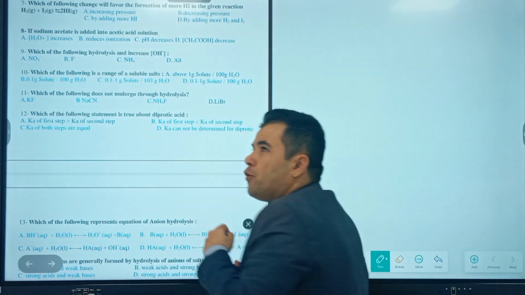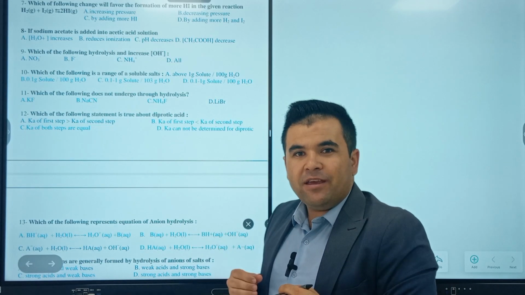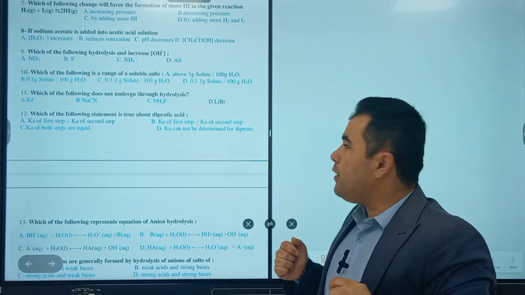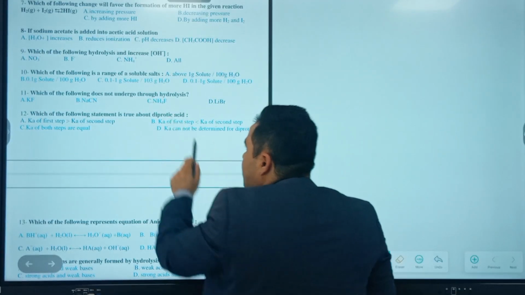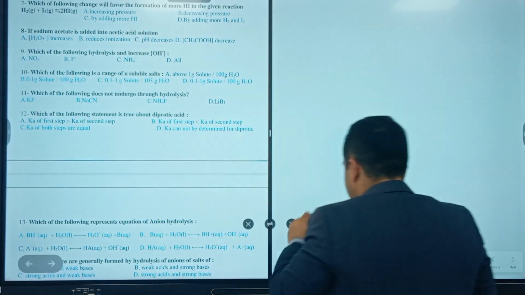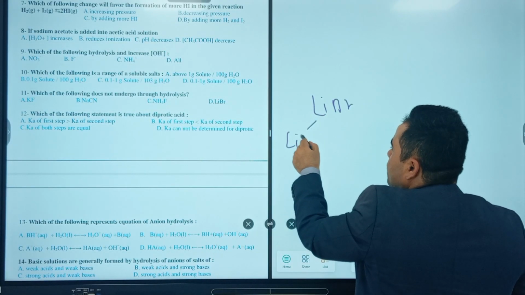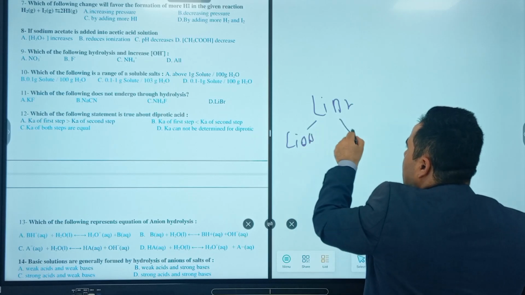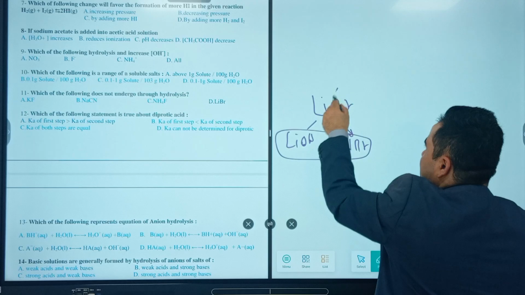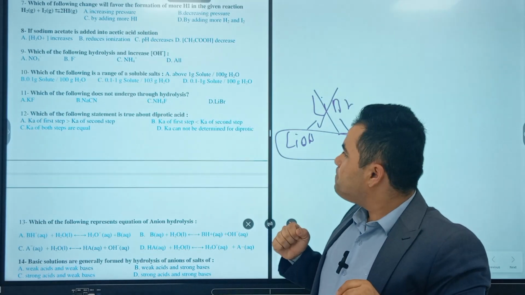KF, guys, undergoes hydrolysis because the F anion comes from a weak acid. NaCN, CN as well, undergoes anion hydrolysis. NH4F undergoes both hydrolyses. LiBr does not undergo hydrolysis because Li is obtained from LiOH and Br from HBr. So it does not undergo hydrolysis. D is the correct answer.